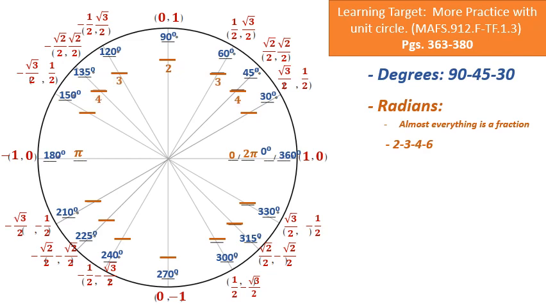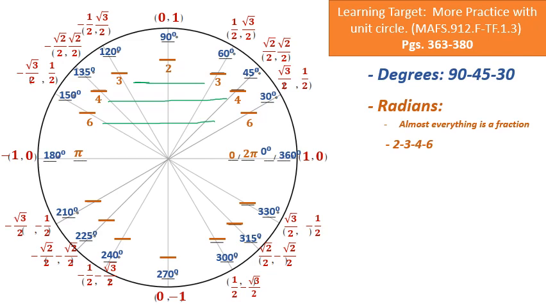Now watch what happens. 2, 3, 4, 6. Did you ever notice that these two denominators were the same? And these two denominators were the same? And these two denominators were the same. 2, 3, 4, 6. That's all you got to remember. Start at the pole, start at the top, and work your way down. 2, 3, 4, 6.